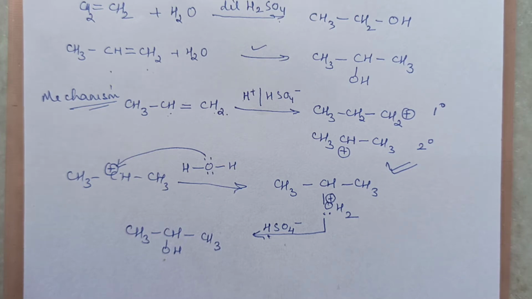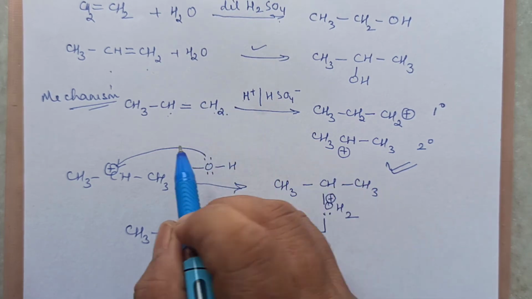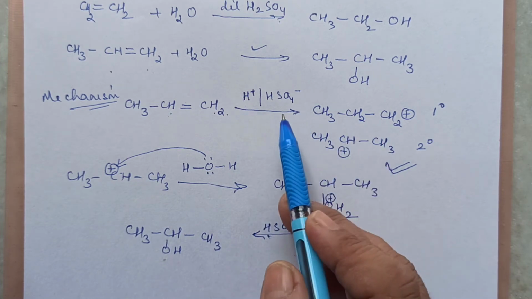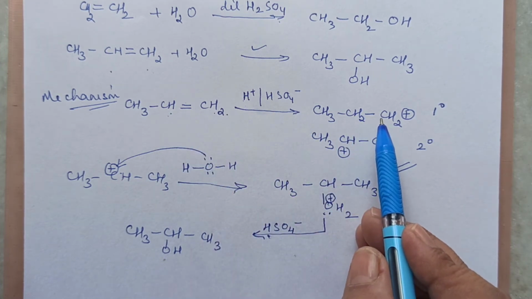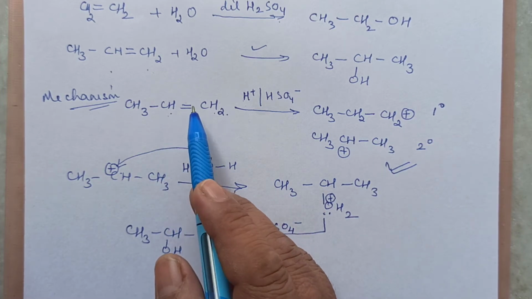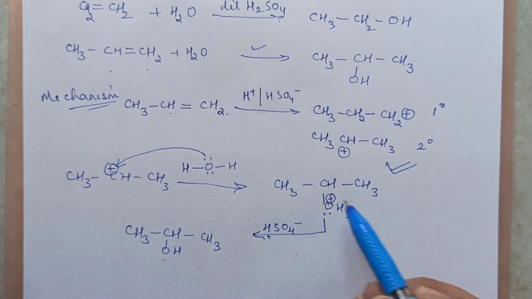So we can say there are 3 steps in the total reaction. Number 1 is, this is the first step, children, where it is protonation of the alkene. This alkene is getting protonated by the H plus, protonation of the alkene to form a carbocation. Right?